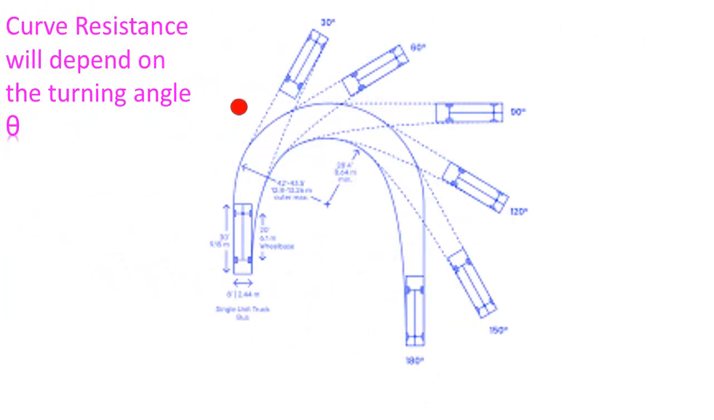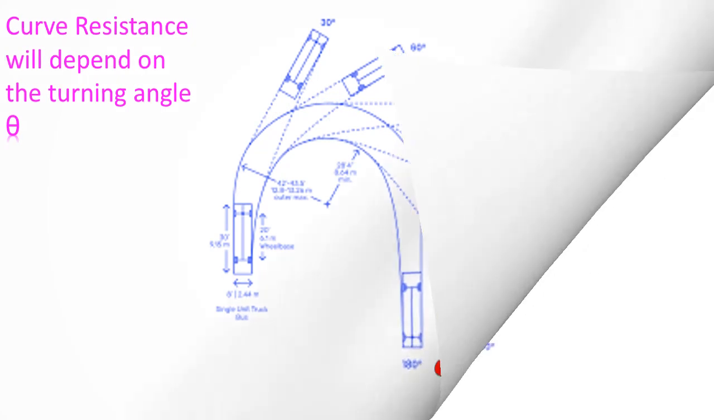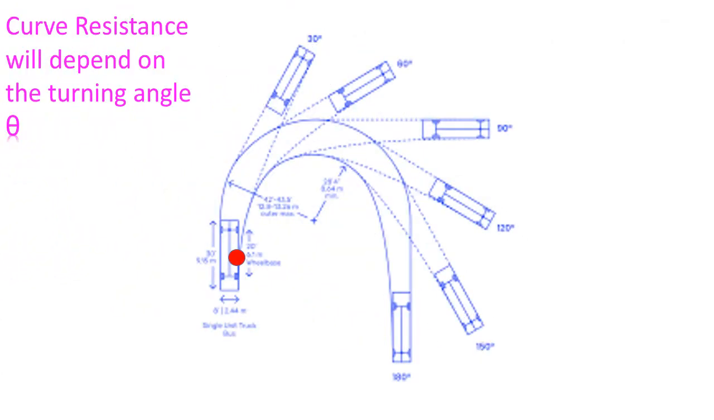I already said that curve resistance depends on the turning angle theta. The figure shows 30 degrees, 60 degrees, 90 degrees, 120 degrees, 160 degrees, 180 degrees, the angle subtended by the vehicle as it goes on.